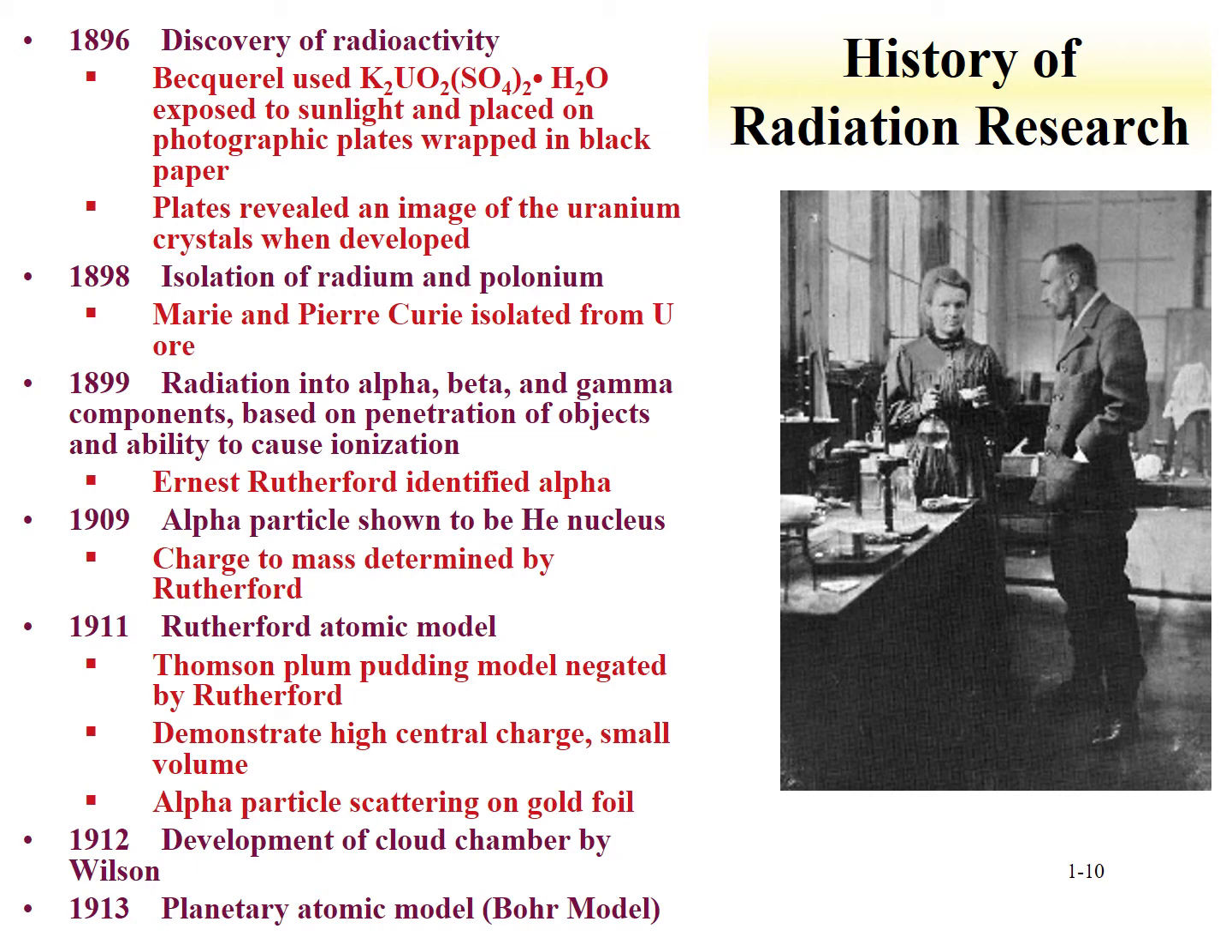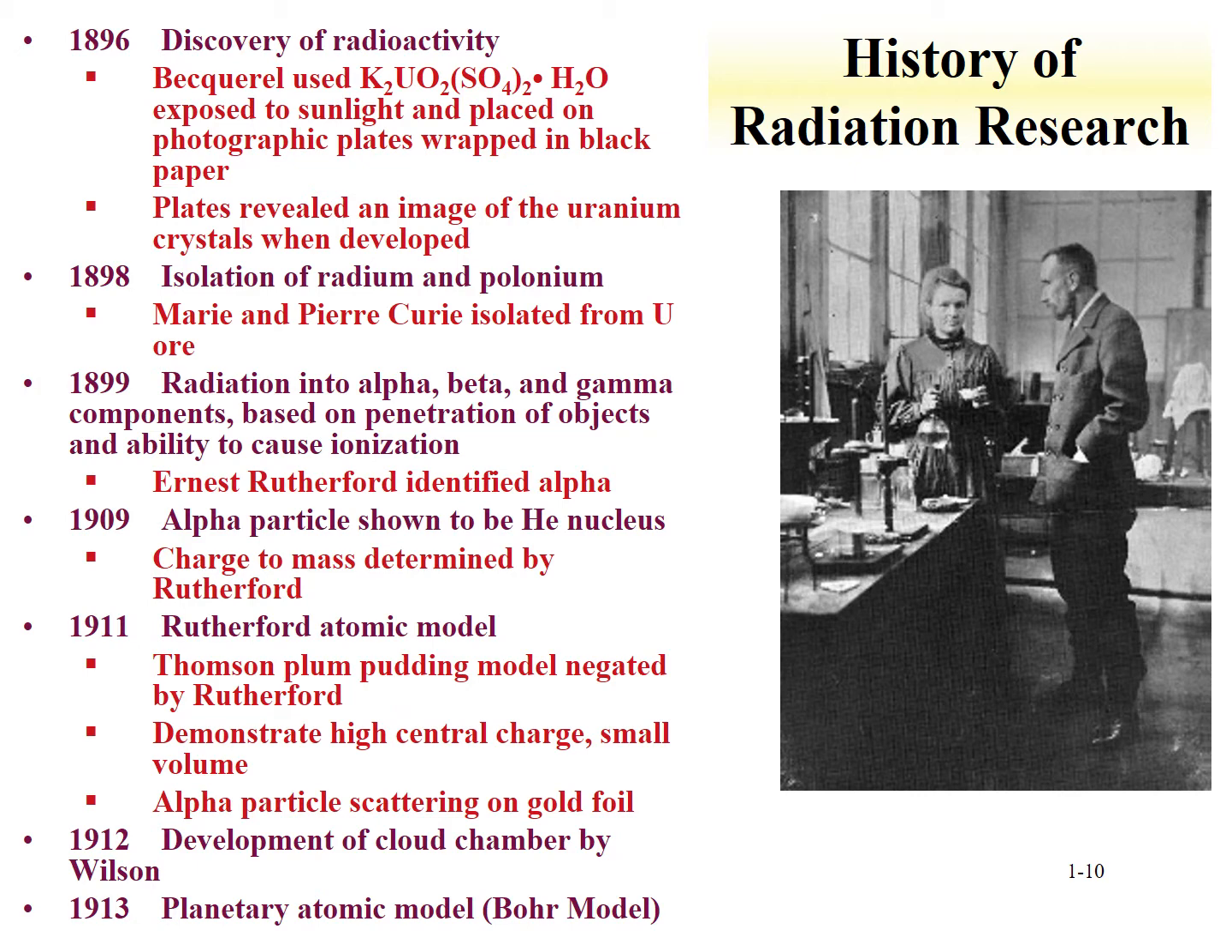In 1909, the alpha particle was shown by Rutherford to be the helium nucleus. He determined the charge to mass ratio, so we were gaining more information about this alpha particle. 1911, the Rutherford atomic model. Thomson had a plum pudding model that was negated by Rutherford.